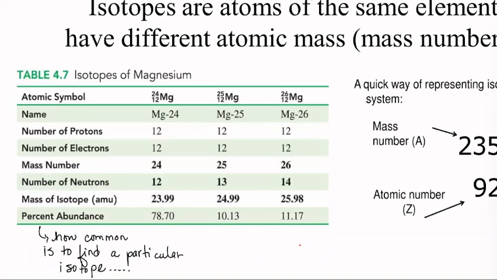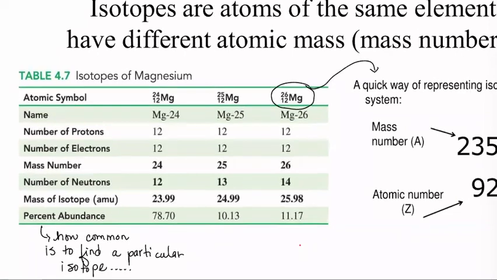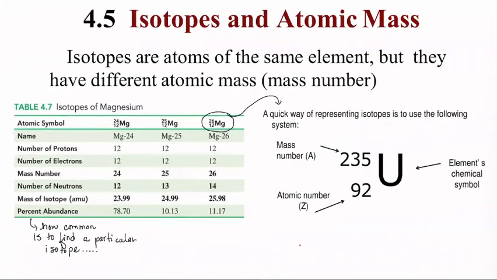Now, you can see that when it comes to the atomic symbol in this table, we are writing each of these isotopes in a particular notation. Understand that this notation is what we know as isotopic notation.